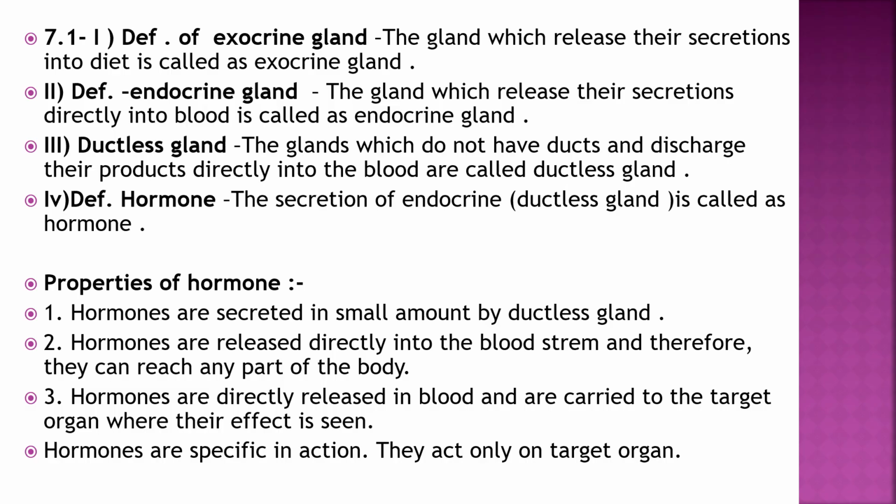Then the endocrine gland is the gland which releases its secretion, called hormone, into the blood directly without a duct. They are called ductless glands, so they are called endocrine glands. The hormone is a secretion of endocrine glands. Hormones are secreted in small amounts, released directly into the blood, and then carried to the target organ through the blood, and they are specific in action.